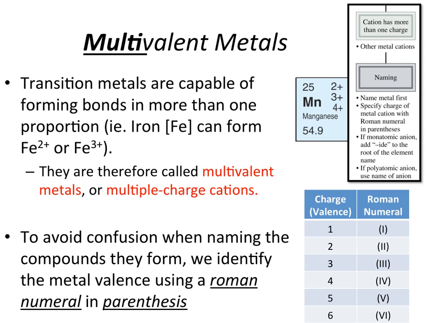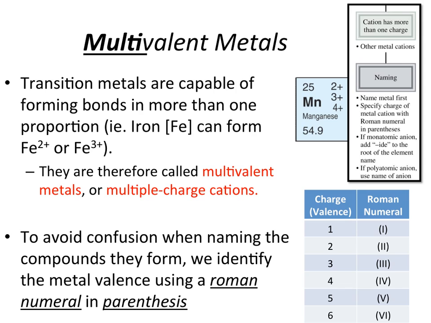So for example, in here, manganese can have a 2 plus, 3 plus, or 4 plus charge. How do we know which charge it's using to combine in a compound? We use these Roman numerals, and these are just a selection of them, to identify what charge it has. So if it was 2 plus, we'd use the Roman numeral II. If it was 4 plus, we'd use the Roman numeral IV.